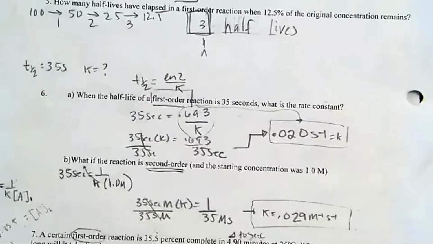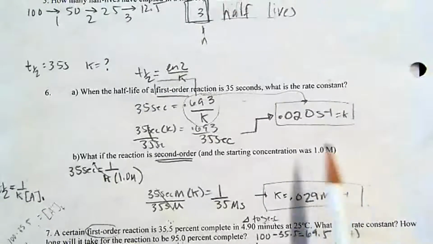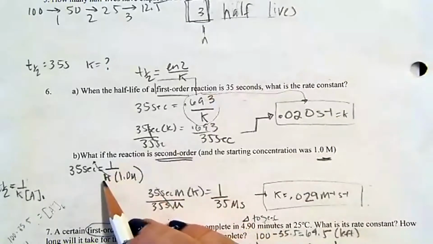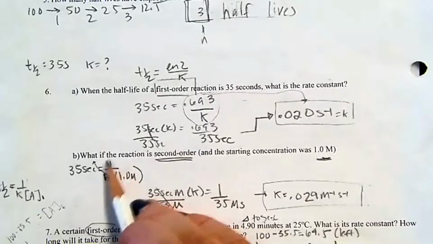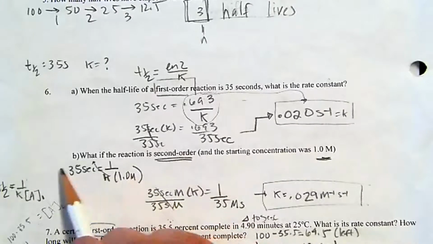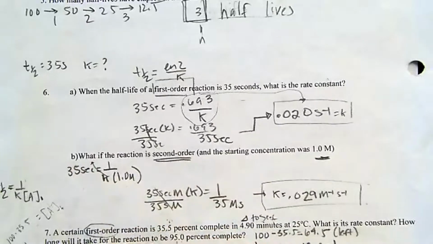The next one is second order, same situation, but now we need this, right? It's dependent on that. So it's 1 over K, not the 0.693, and then your starting concentration. And we're going to solve for K. So I multiply both sides, divide. So 0.029, molarity negative 1, seconds negative 1 because it's second order.